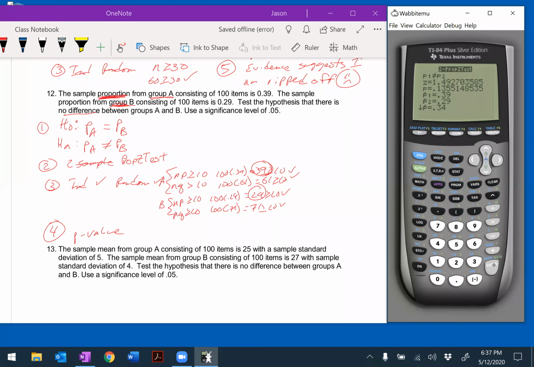Okay, so this gives me a p-value of 0.135, which is greater than 0.05. So when it's greater than, what do we do? We fail to reject the null. Okay, we fail to reject the null. Therefore, there is evidence that the groups are the same. Evidence to support the groups are similar. Okay.